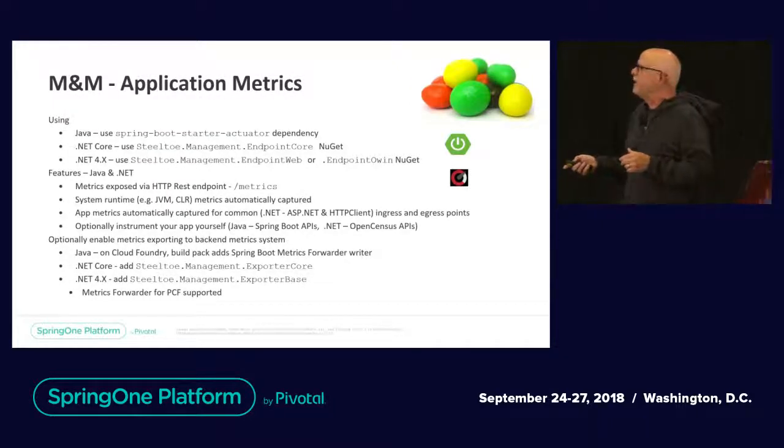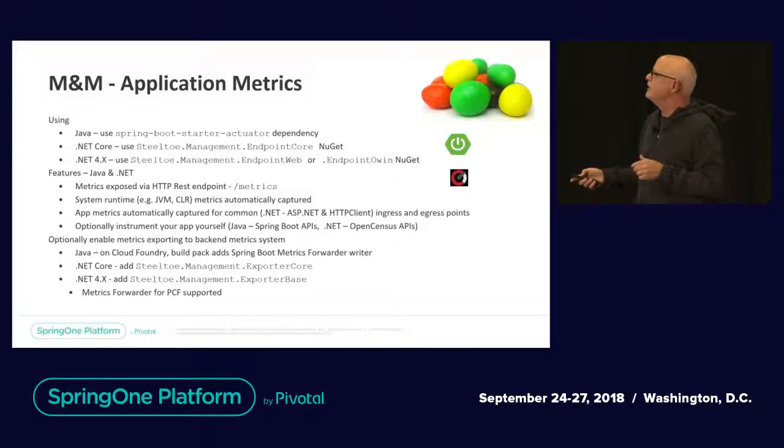When it comes to application metrics, in the Java world they're provided just by adding the actuator starter. In .NET Core, you use the endpoint core NuGet package or endpoint web, depending on which type of application you're doing. Once you do this, and you have to write a little bit of code, which I'm going to show here in a few minutes, you automatically expose the metrics endpoint in either your .NET or Java application, and you automatically start capturing both JVM and CLR type metrics: heap usage, generations that are going on, GCs.